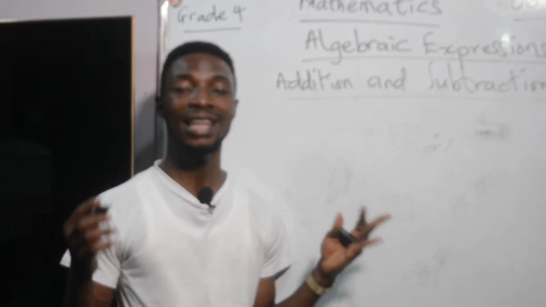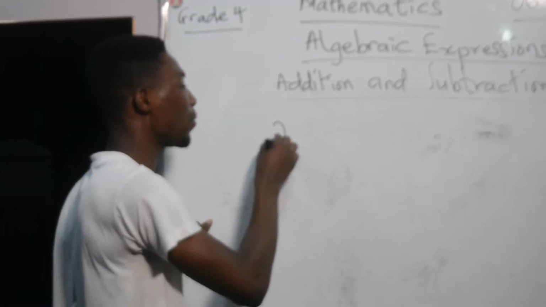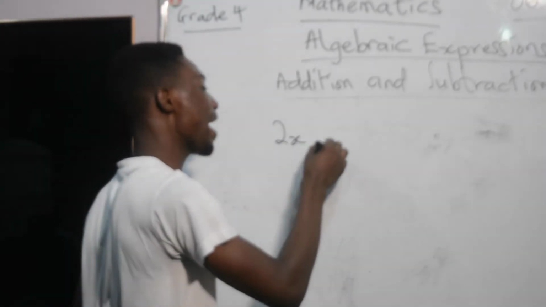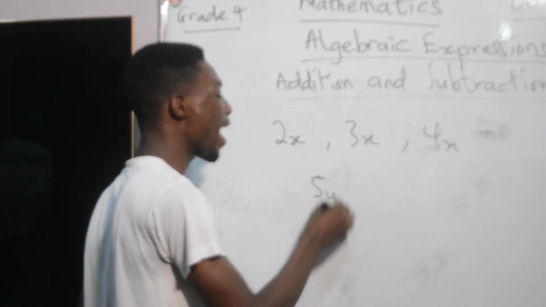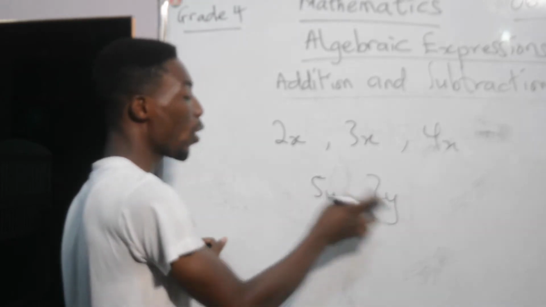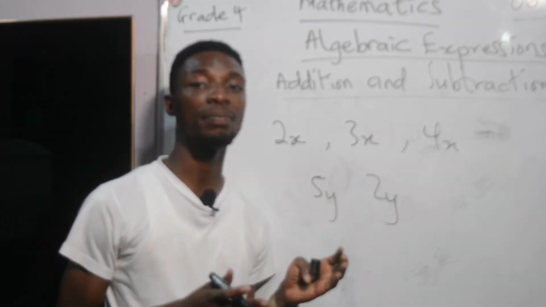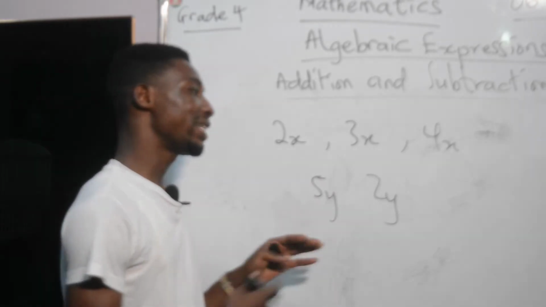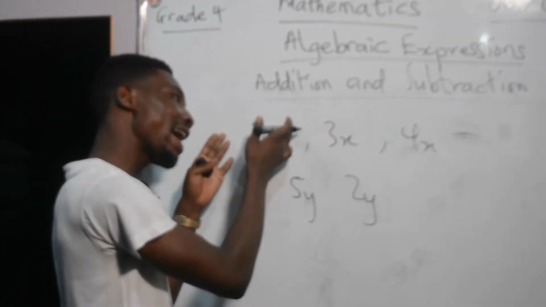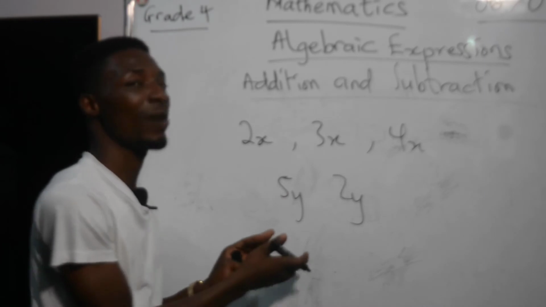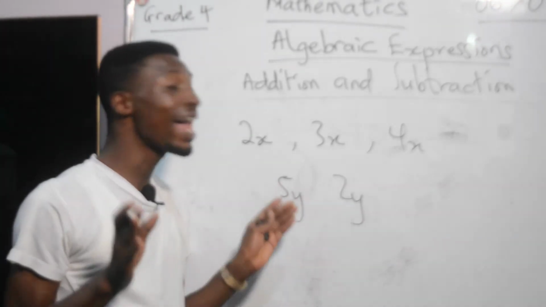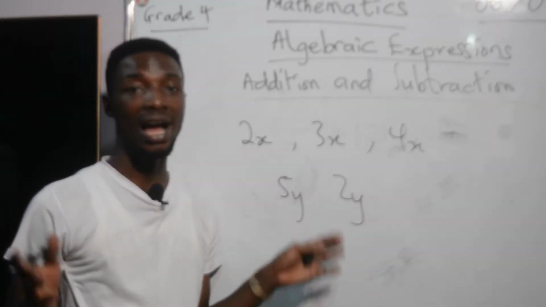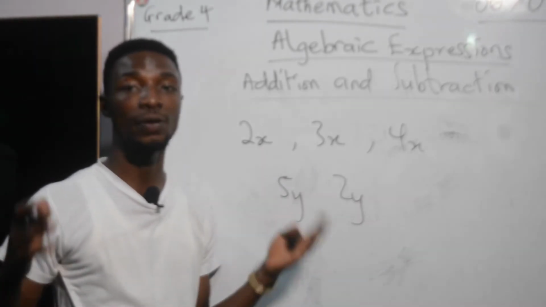Terms are referred to as like terms when they have the same variables attached to them, like 2x, 3x, 4x, 5y, 2y. Because they have the same variables attached to them, we call them like terms. But when we have terms with different variables like 2x and 5y, they are unlike terms. In algebraic expression, only like terms can be added or subtracted. Unlike terms can neither be added nor subtracted.